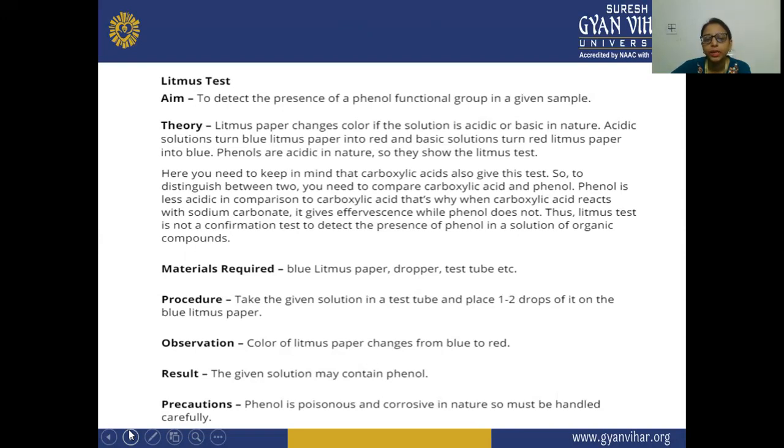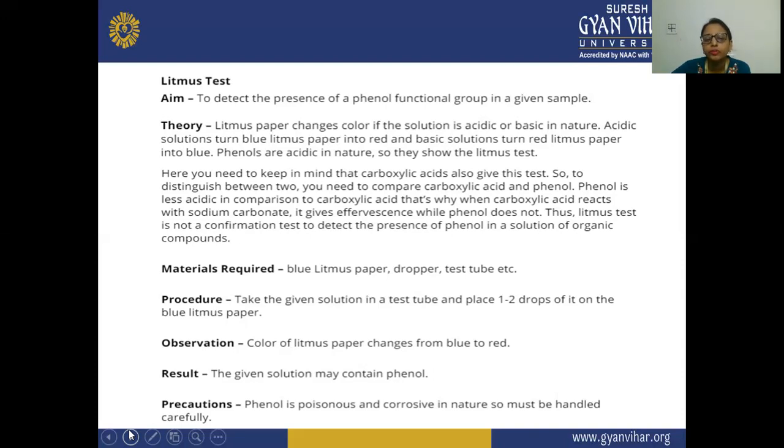Here you need to keep in mind that carboxylic acids also give this test, because carboxylic acid is also acidic in nature. That is why it gives the same litmus test. So the compounds that are acidic in nature, like carboxylic acid, also show the same test.